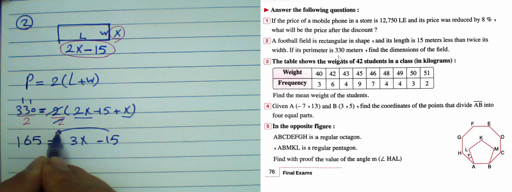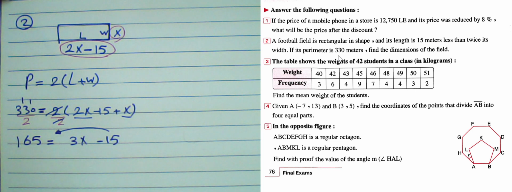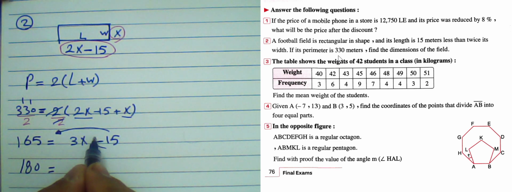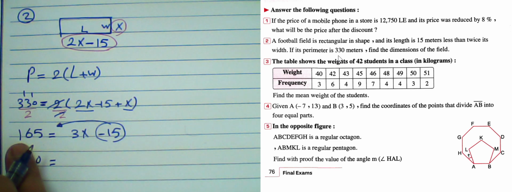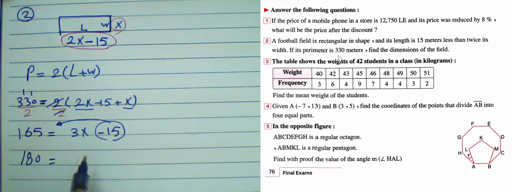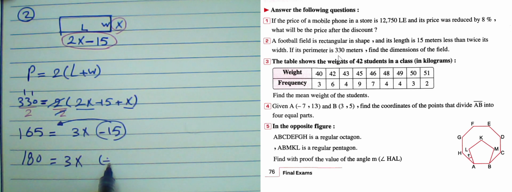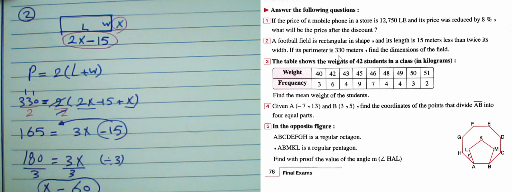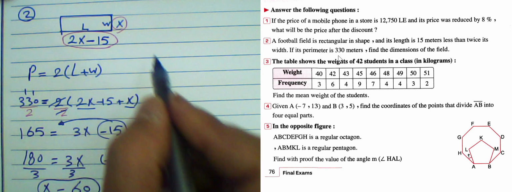Move negative 15 to the left hand side, and then add 165 plus 15. The result will be 180. Okay, negative will go here positive. Okay, 180 equals 3x. To find the value of x, you must divide by the coefficient of x. Then the value of x here equals 60. Then the width here will be 60.